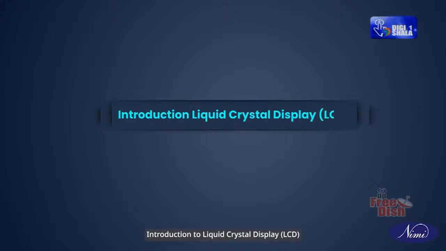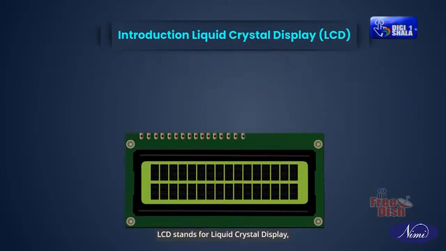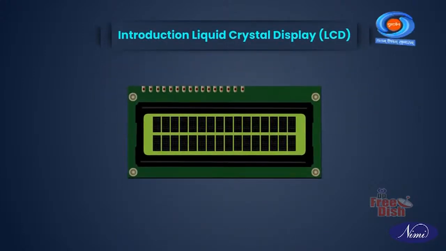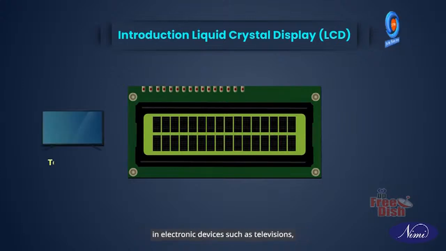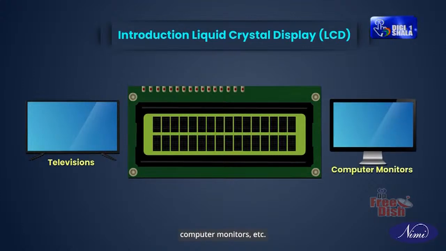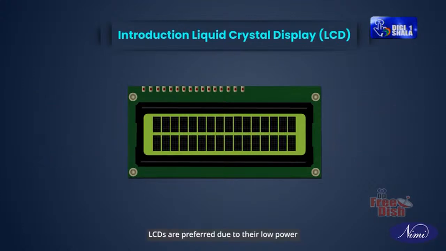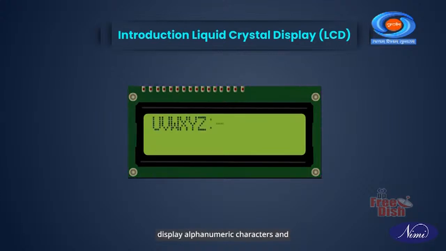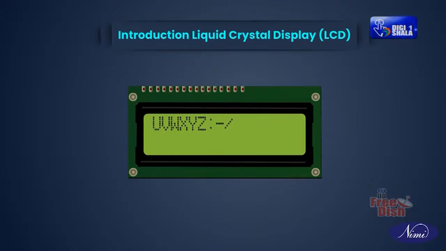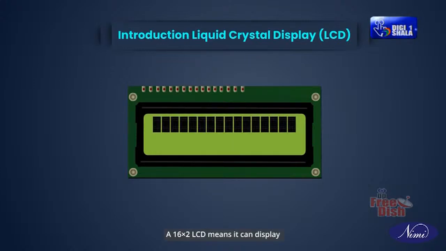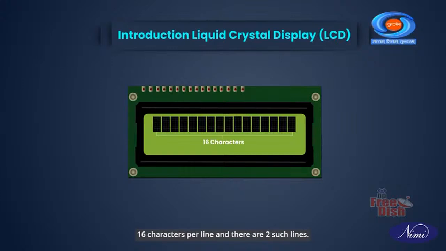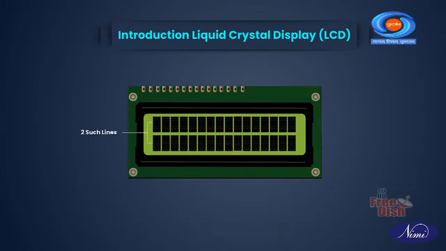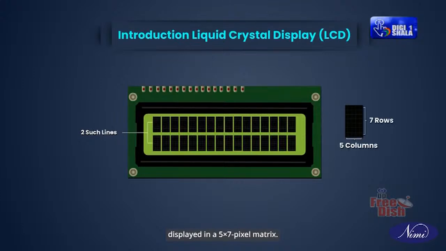Introduction to Liquid Crystal Display or LCD. LCD stands for Liquid Crystal Display, a flat panel display technology commonly used in electronic devices such as televisions, computer monitors, etc. LCDs are preferred due to their low power consumption, thinness, and ability to display alphanumeric characters and graphics. A 16x2 LCD means it can display 16 characters per line, and there are 2 such lines. In this LCD, each character is displayed in a 5x7 pixel matrix.